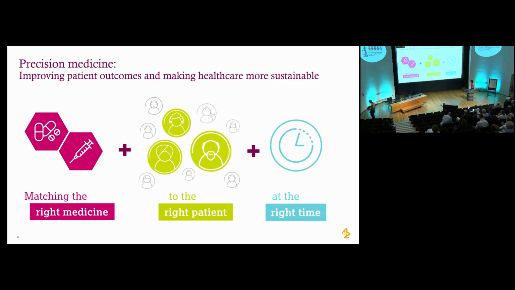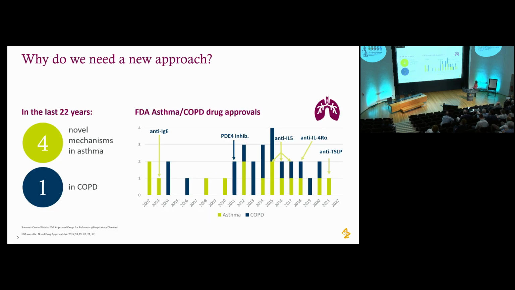And this is clearly illustrated in this example where we looked at the FDA approvals over the last 20 years in asthma and COPD. For example, in asthma, from all the FDA approvals that have happened over the last 20 years, only 4 of these target novel mechanisms, and we only target 1 novel mechanism in COPD. And this is kind of surprising, given, again, how we know how complex these indications are.